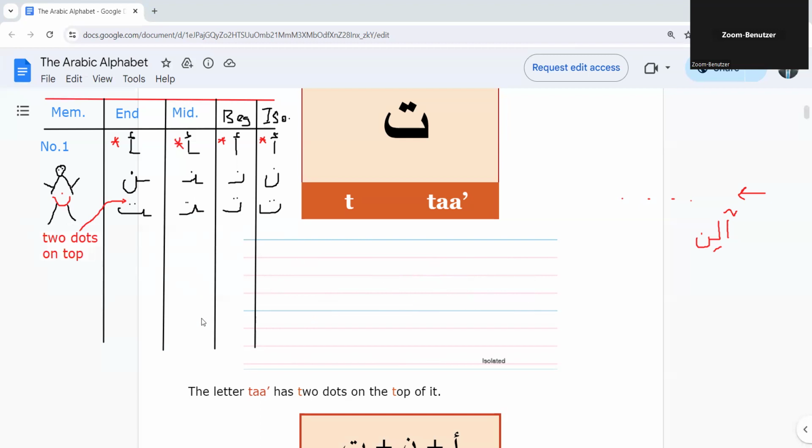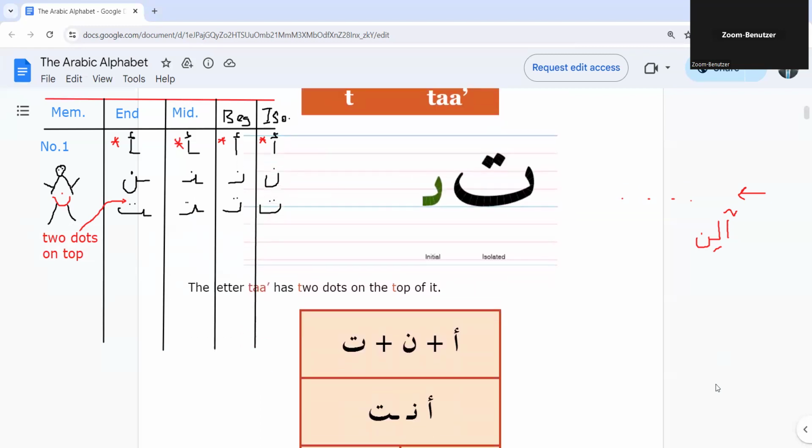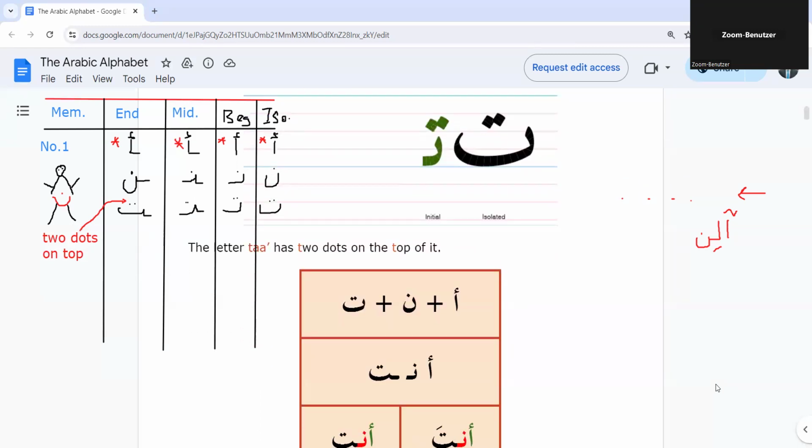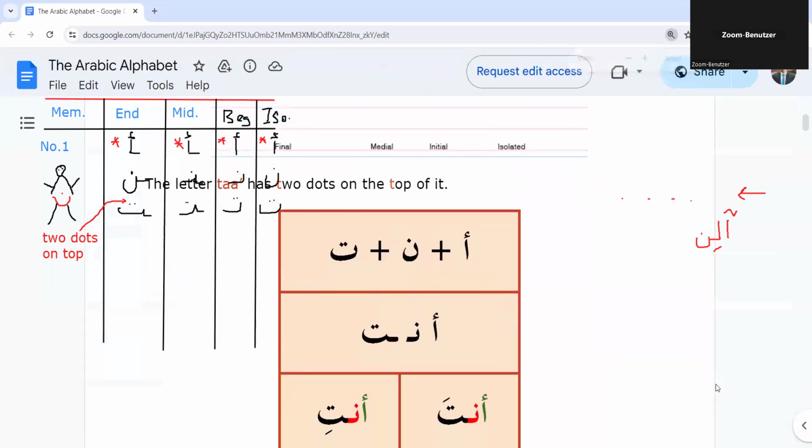Okay, so 2 dots on top. Can you read this next word after you finish writing? Let me zoom in. Ant. And yeah, see, what is the difference between these 2 words here?